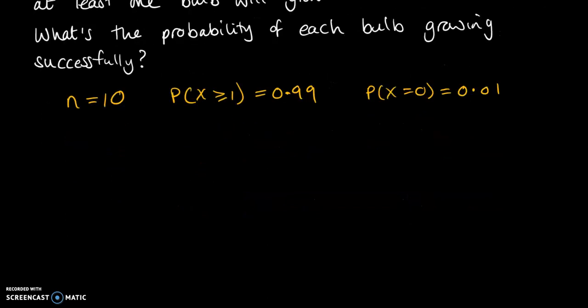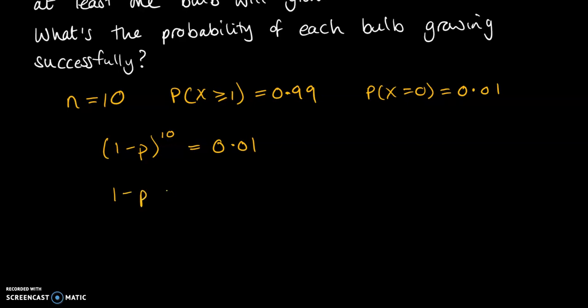Now the formula for x equals 0 is simply the chance of all of them failing, which is the same as saying 1 minus p. So that's the chance of failure, 1 minus p. And if all of them fail, that happens 10 times over. So that's to the power of 10. So we know that (1 minus p) to the power of 10 equals 0.01.